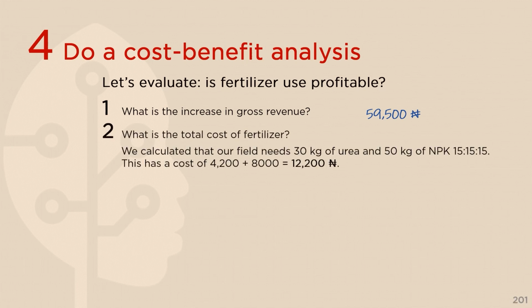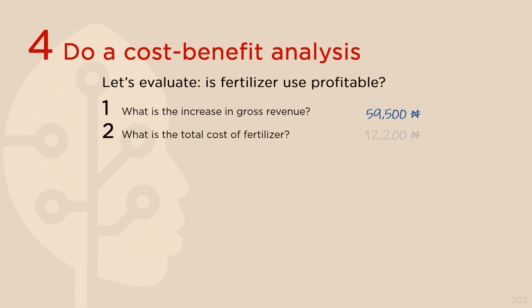This is the combined cost of the amounts of urea and NPK 15-15-15 that we need to apply. In our example, this is 12,200 naira. So what is the expected profit from fertilizer? The difference is 47,300 naira. This is the extra money we expect to make due to our investment in fertilizer.